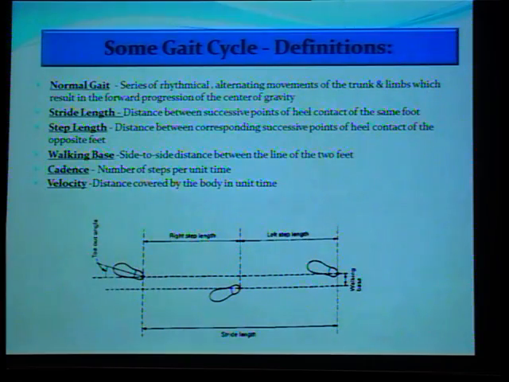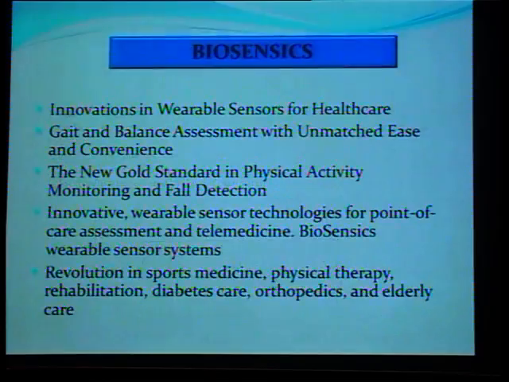Things that you calculate on this are stride length. As you can see, the stride length is between one leg. This is your stride length. Then you have step length, walking pace, then cadence, which is the number of steps per minute, and velocity. These are the things that are calculated on a gait cycle, some of the parameters. Okay.